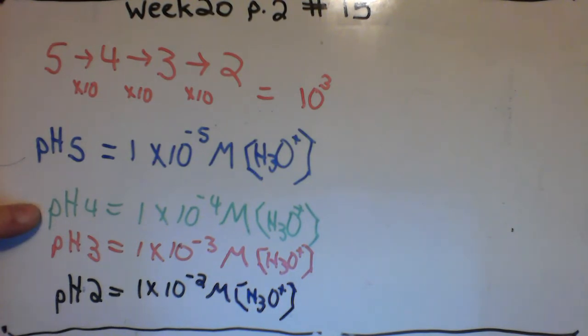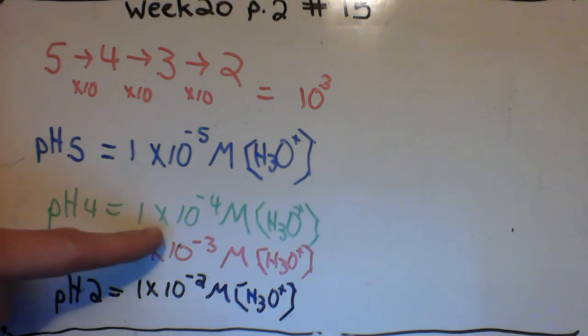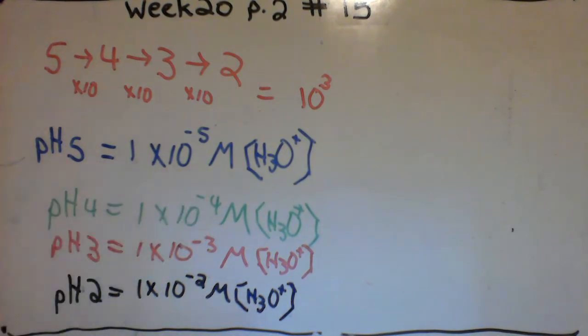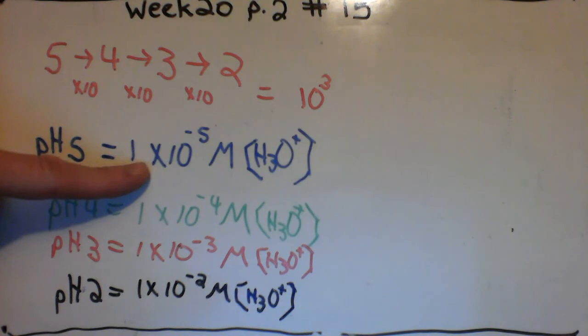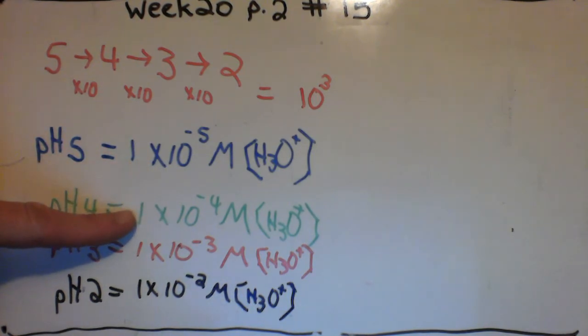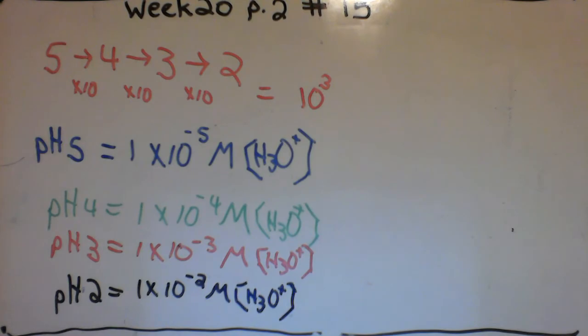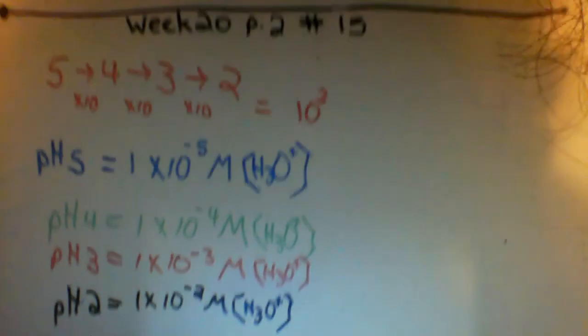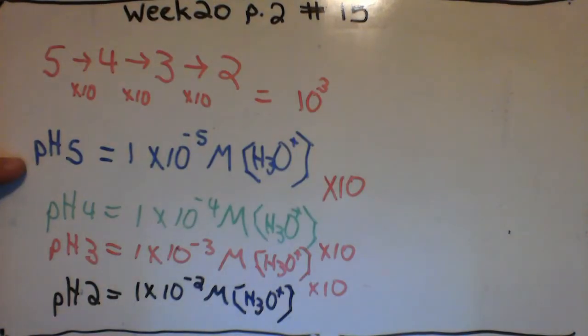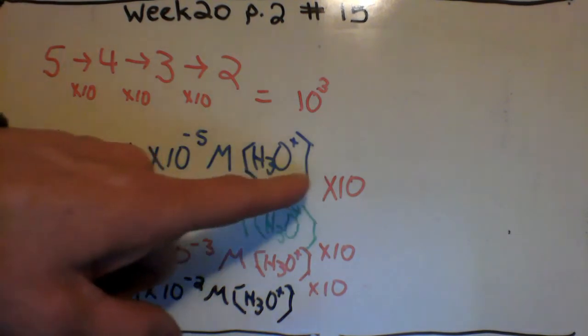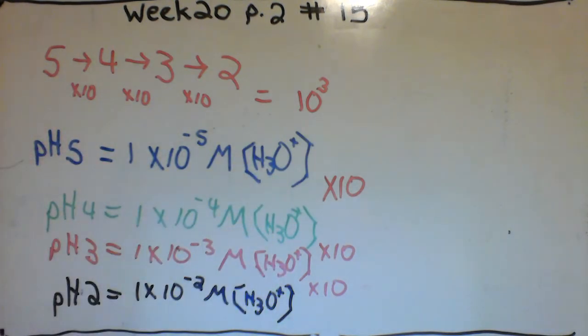Now, when the pH changes to 4, the concentration of hydronium is now 1 times 10 to the negative 4th. To get from 1 times 10 to the negative 5th to 1 times 10 to the negative 4th, what happened mathematically? We multiplied by 10. So notice that each time we change to another level of pH, becoming more acidic, we multiply the concentration of hydronium ions by 10.